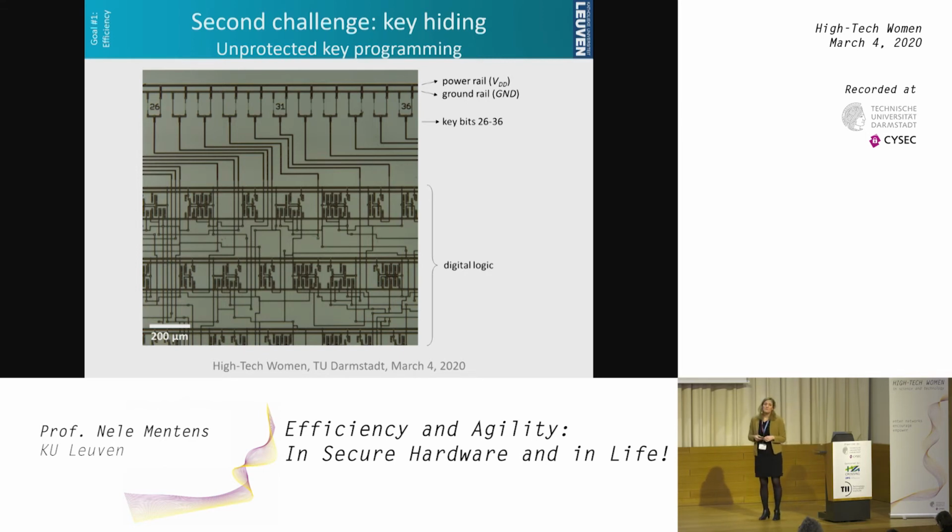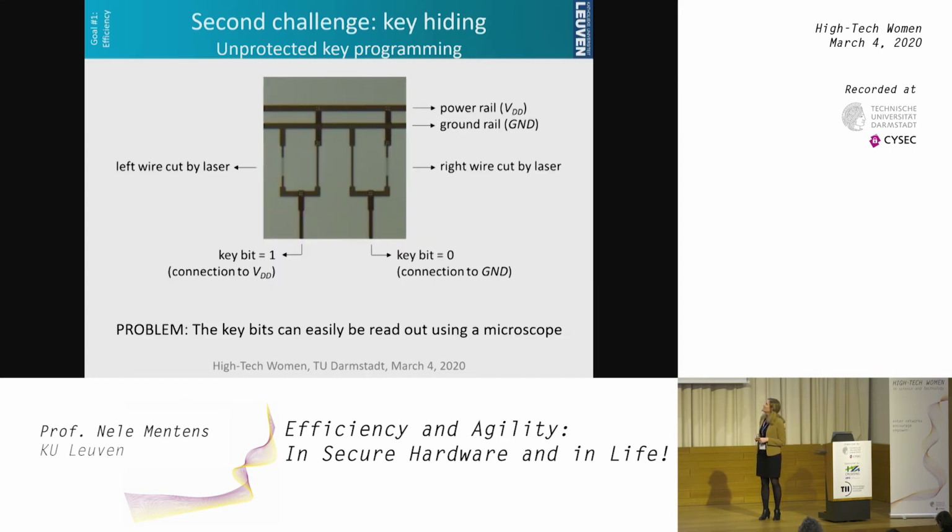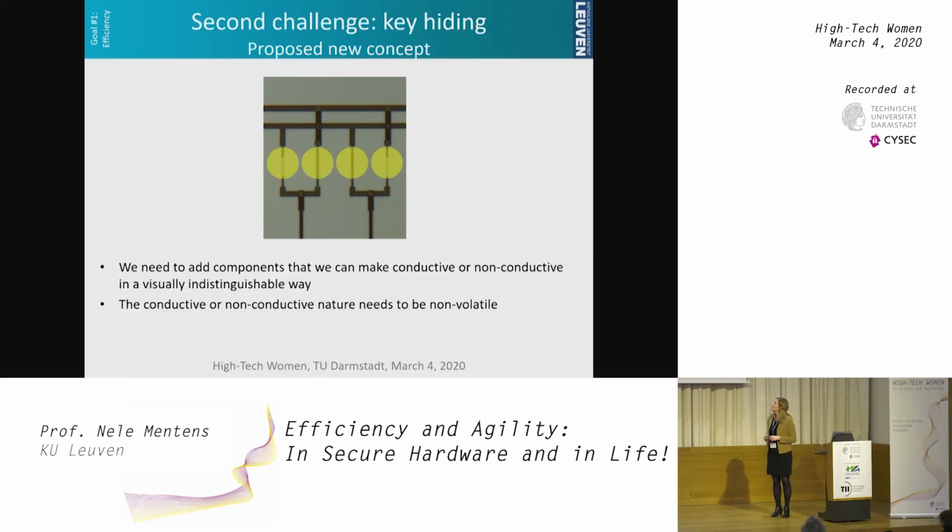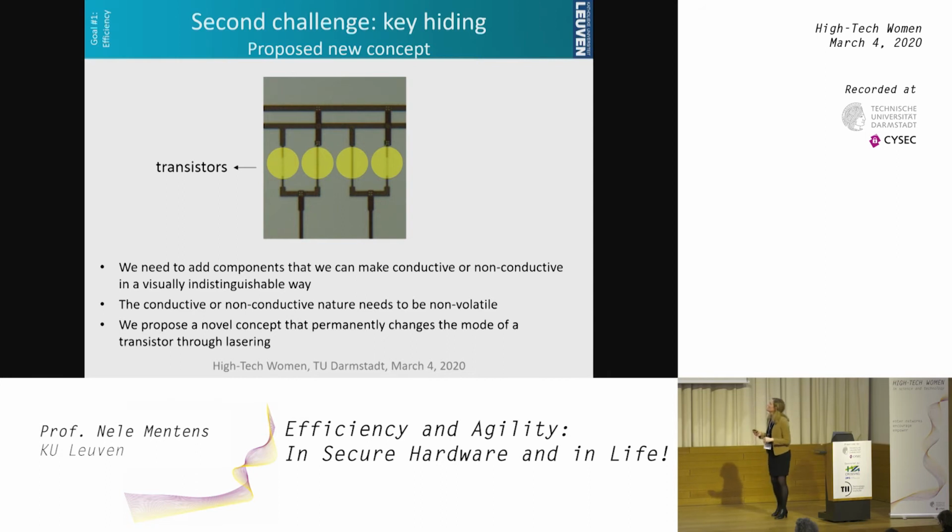This is a microscope image of our chip, and on the top you can see how the key bits are connected. If we zoom into two of these key bits, then you can easily see where wires have been cut and where they have not been cut. So you can just easily see what the key bits are, actually. We proposed a way to mitigate this by not cutting wires, but by putting transistors on the spot where these wires are, and then by using a laser to change the mode of these transistors, actually by adding extra doping to these transistors such that they change their state, just to say it a bit bluntly.